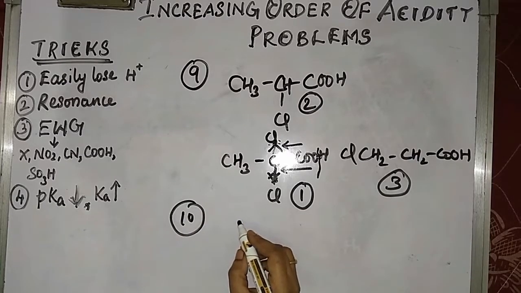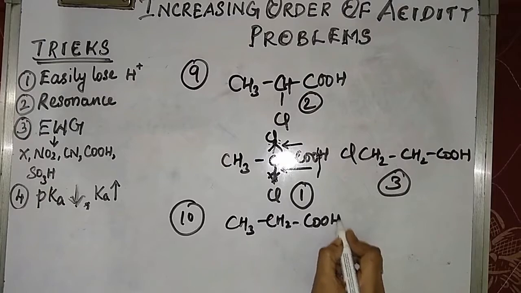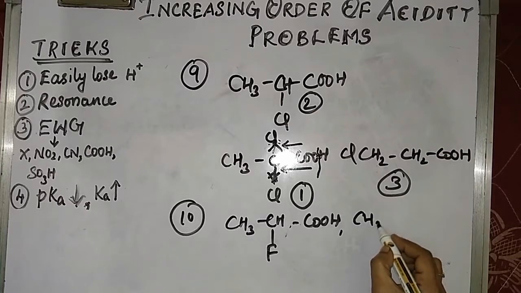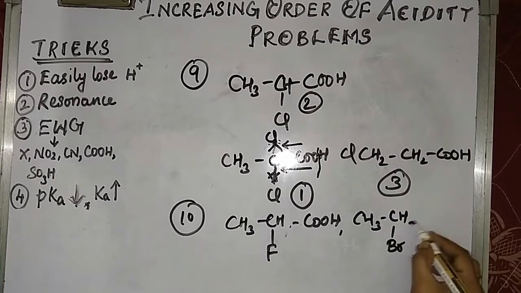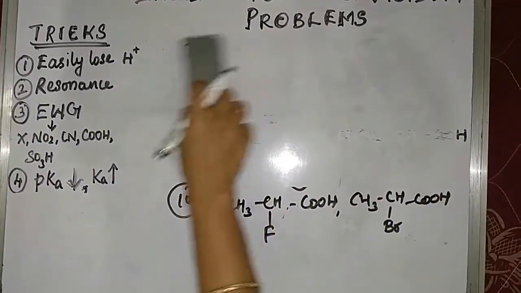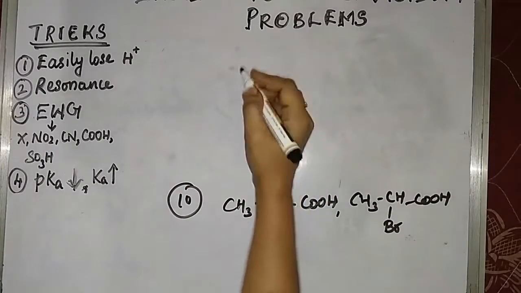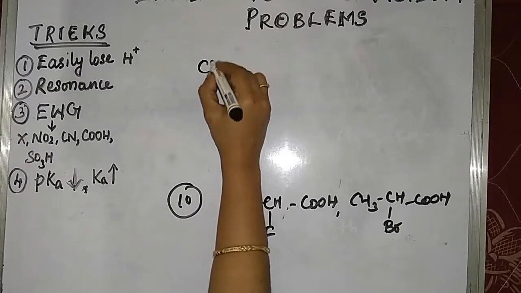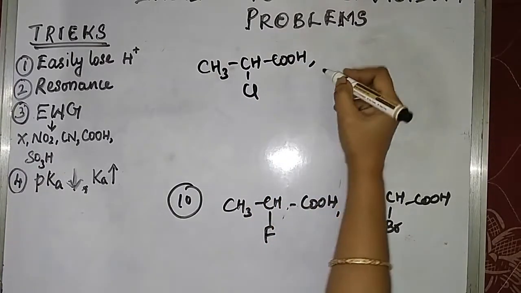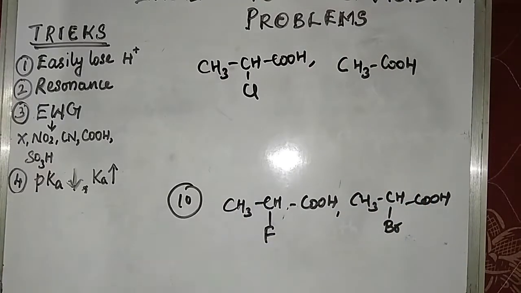And the 10th one: propanoic acid, 2-fluoropropanoic acid, 2-bromopropanoic acid, and then 2-chloropropanoic acid, and then acetic acid. This is the 10th question.